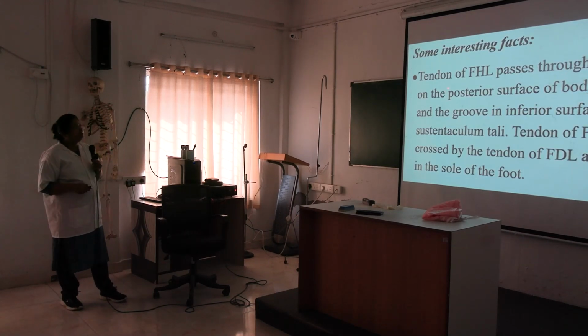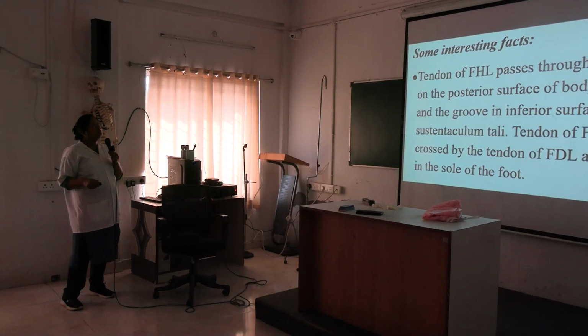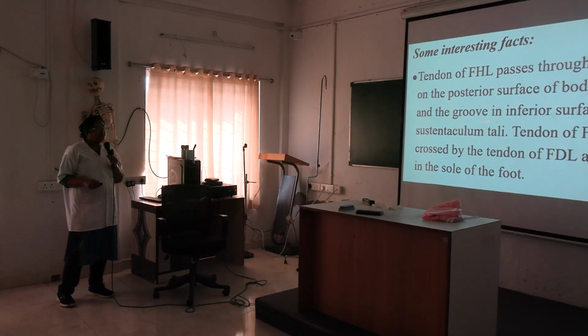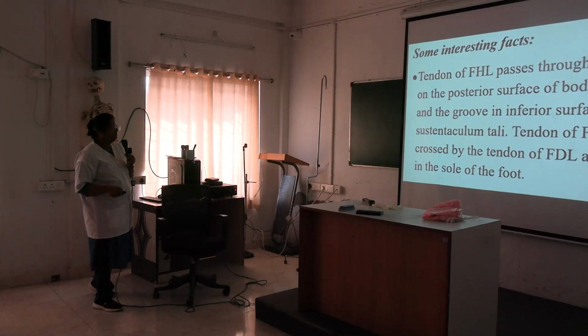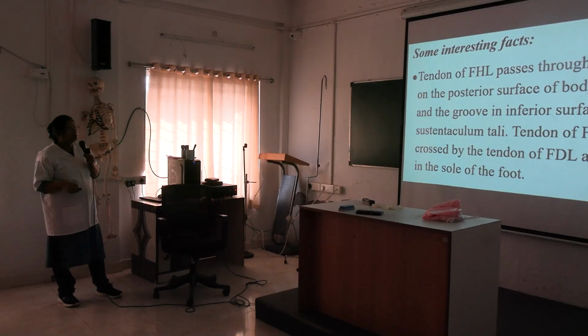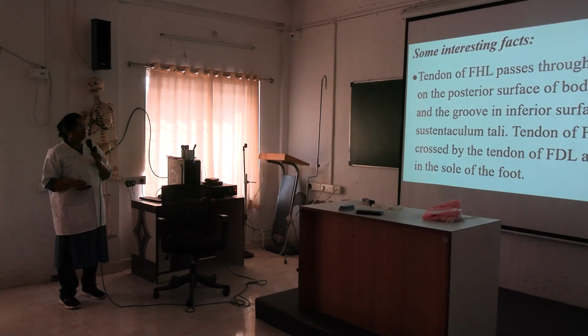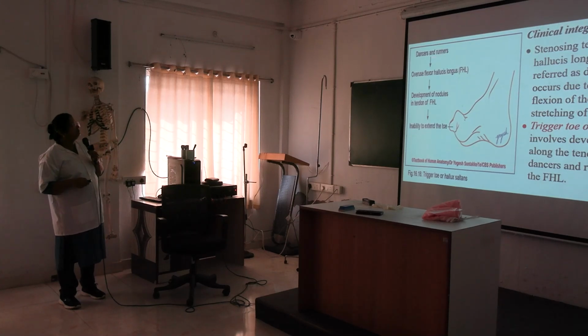And tendon of flexor hallucis longus passes through the groove on the posterior surface of body of the talus and the groove in the inferior surface of the sustentaculum tali. These relations are important, okay, for sole. And tendon of flexor hallucis longus is crossed by the tendon of flexor digitorum longus at their entry in the sole of the foot. Okay. And this is one clinical aspect.